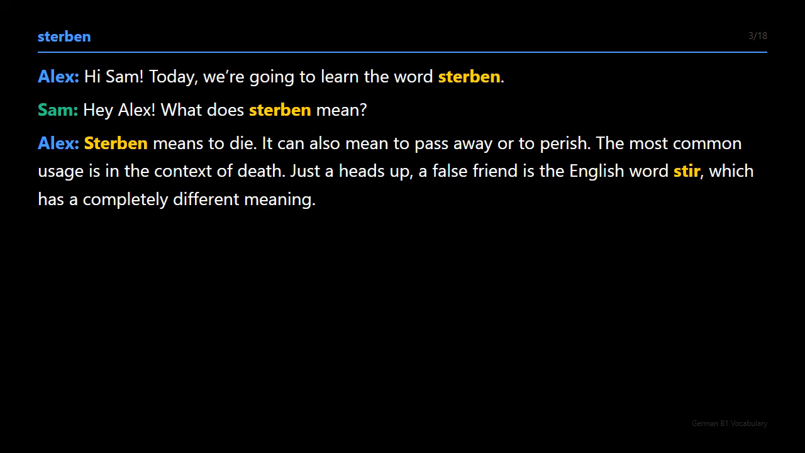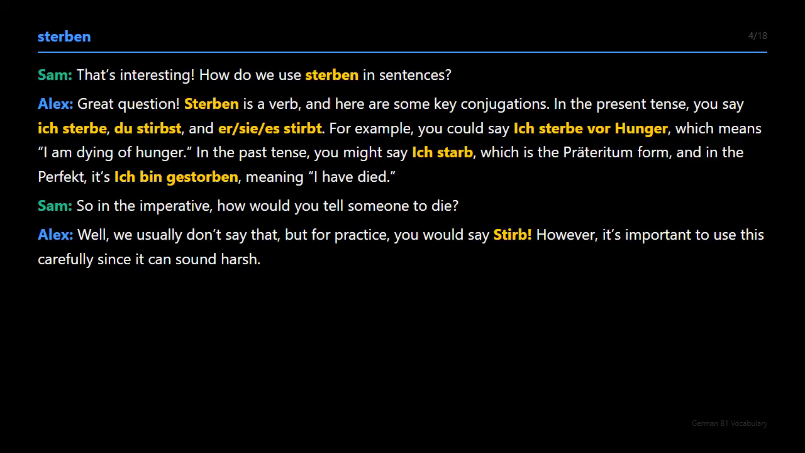That's interesting. How do we use sterben in sentences? Great question. Sterben is a verb, and here are some key conjugations. In the present tense, you say ich sterbe, du stirbst, and sie, es stirbt. For example, you could say, Ich sterbe vor Hunger, which means I am dying of hunger.